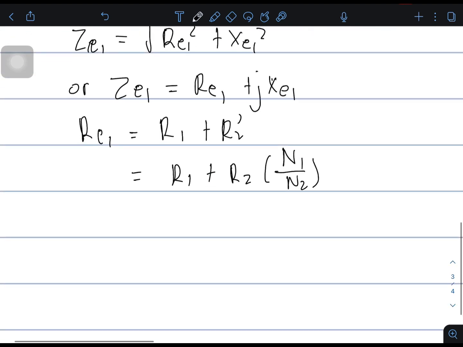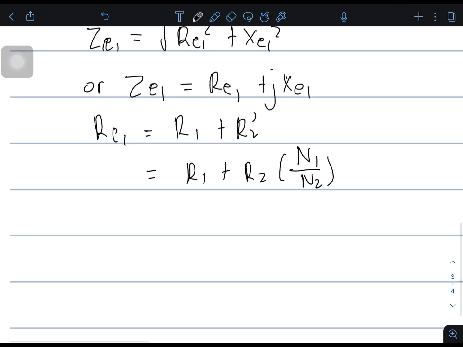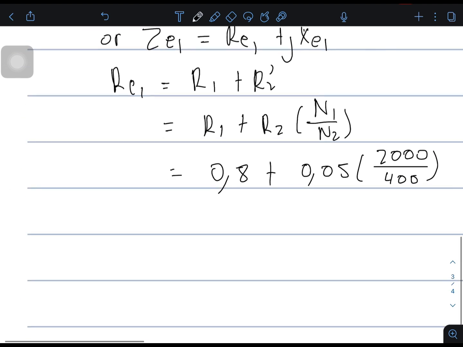So here our R1 is 0.8 plus our R2 which is 0.05, times 2000 over 400. Then the equivalent resistance will be 2.05 ohms.